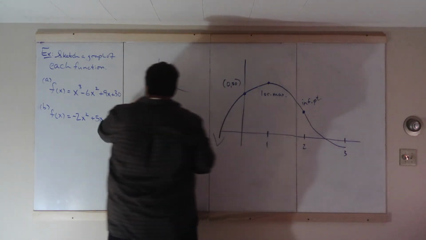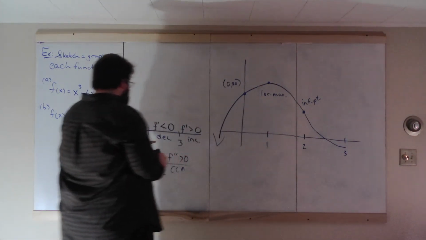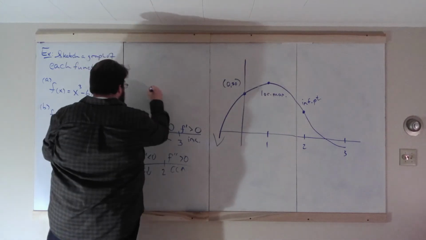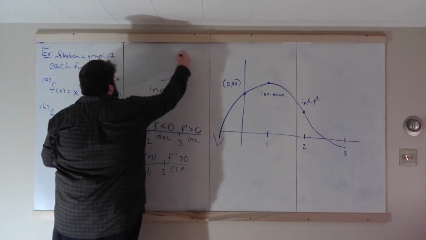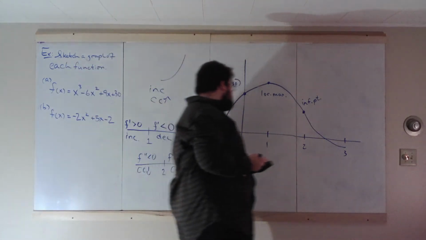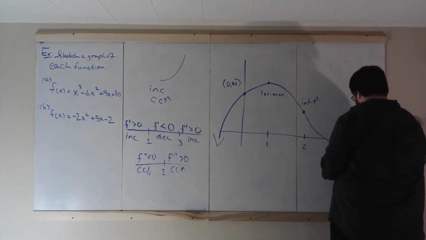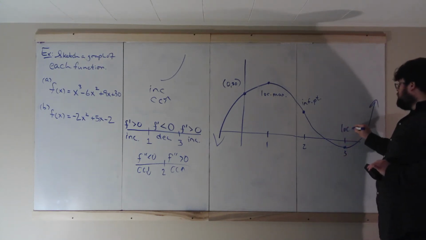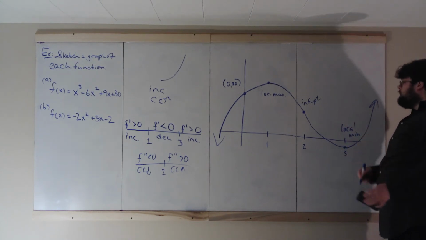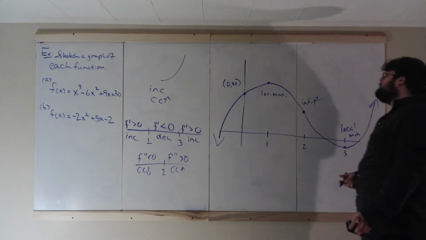And our last interval is 3 to infinity. What happens on 3 to infinity? Increasing, concave up. Looks like that. It's the only one I remember immediately. So it looks like that. And that produced a local minimum. So a sketch could look like this.